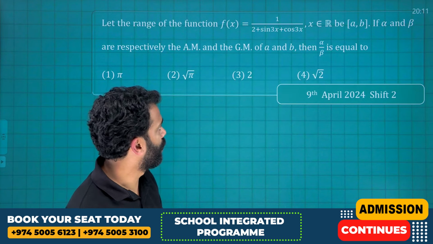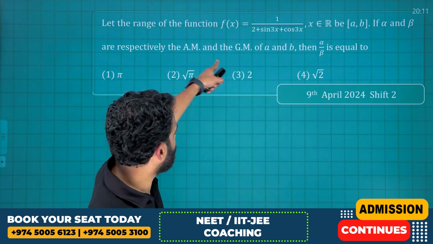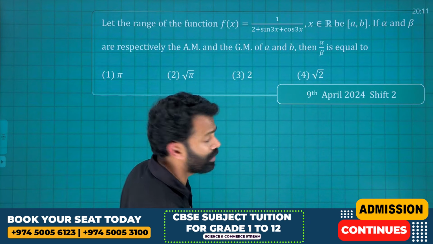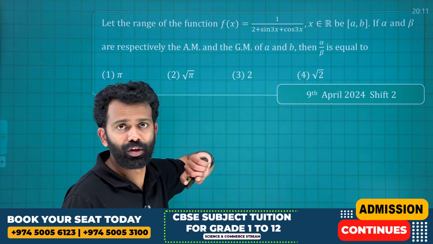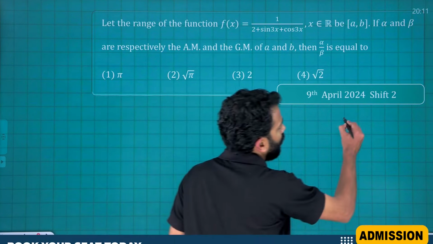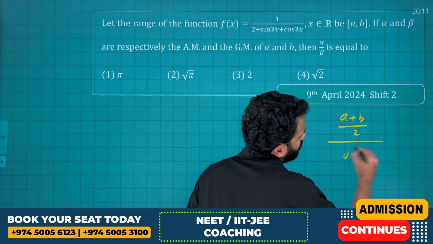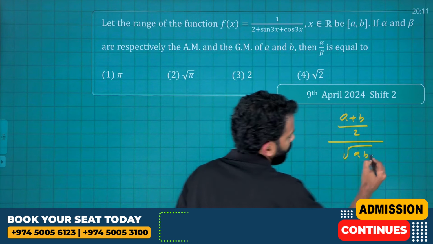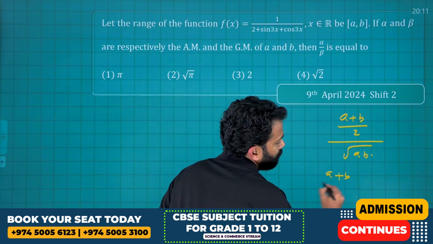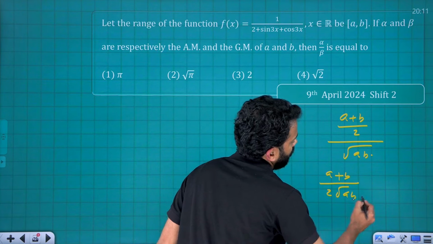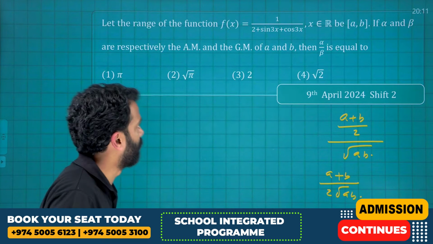This question also. Okay, so alpha is the arithmetic mean of a and b, and beta is the geometric mean of a and b. So what is alpha? Alpha is equal to a plus b by 2 divided by what is beta? Root ab. So basically it will be a plus b divided by 2 root ab.